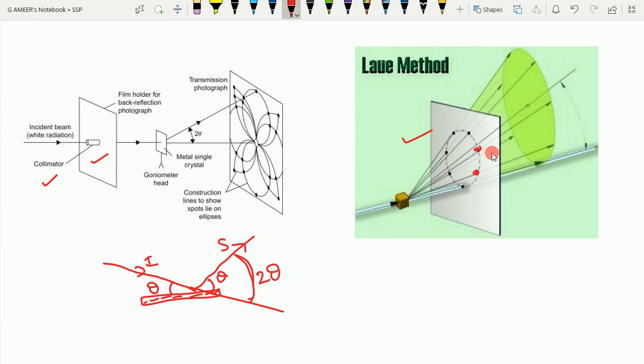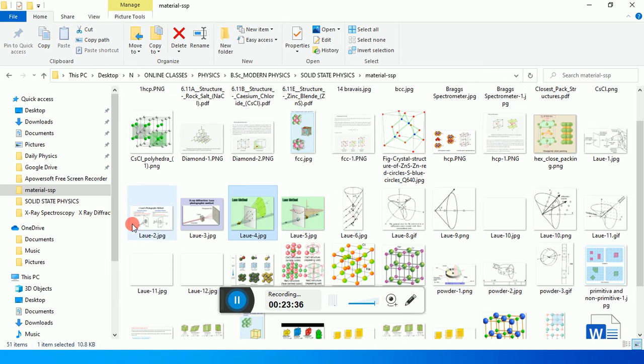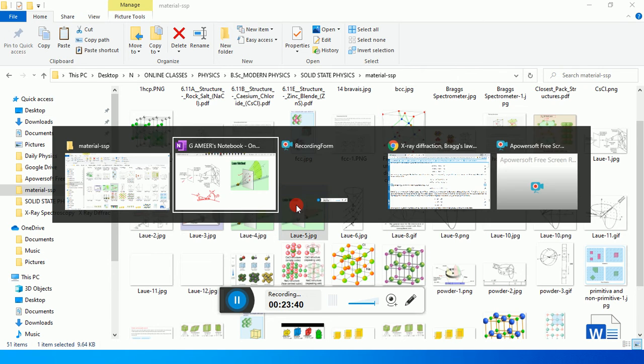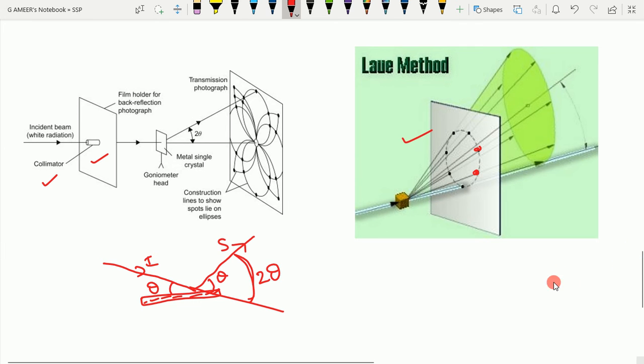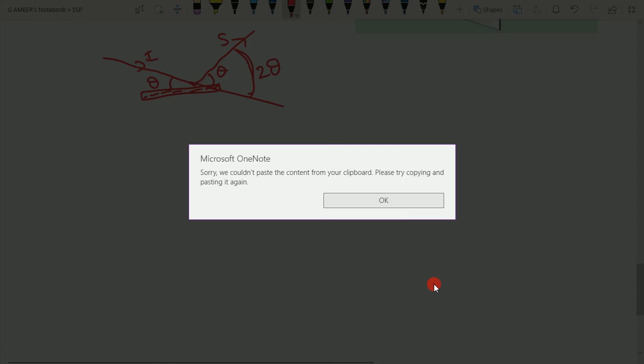Okay. So we have the diffraction pattern in the transmitted light, and we have the diffraction pattern in the reflected light also. Let's say I have a diagram so that it can be understood better. The pattern will look like this.